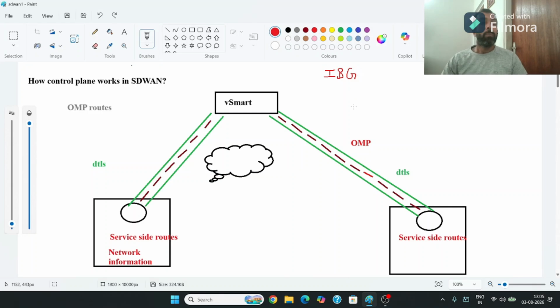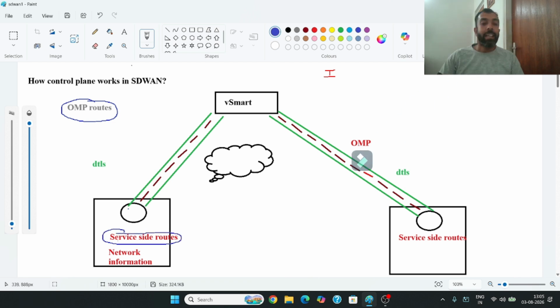Now, with the help of the OMP protocol, which information can be exchanged between the routers and the vSmart controller? The first information which a router is going to exchange with your vSmart controller is known as OMP routes. Think of a scenario. Let's say I have a router at a site. The site ID is 1 and this router has made a DTLS channel connection with the vSmart controller. Now this router can exchange the service side network information with the help of OMP routes.